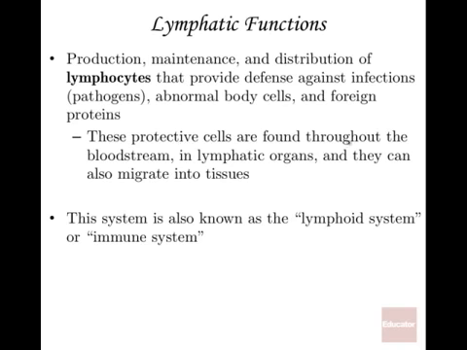These protective cells are found throughout the bloodstream, in lymphatic organs, and they can also migrate into tissues. The amazing thing is scientists have tracked white blood cells changing their shape and squeezing through the border of the endothelial lining of a capillary or of blood vessels in general, and moving in and out of organs. That's amazing to think about them not just being restricted to the bloodstream. They can actively go into tissues and deal with infections in there, which is great. And this system, the lymphatic system, is also known as the lymphoid system in certain textbooks and the immune system.